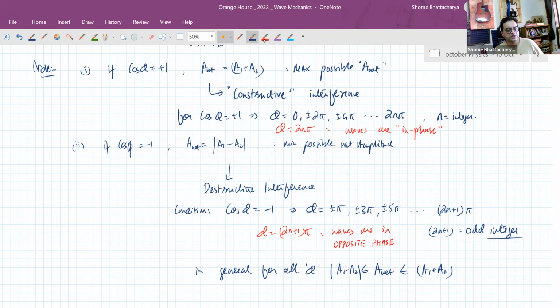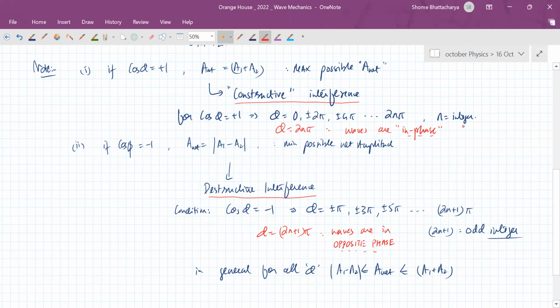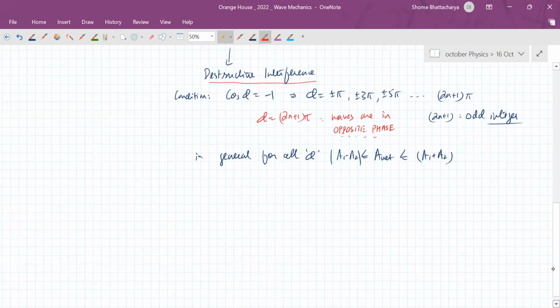So these are the two special cases of interference, constructive and destructive interference, along with their conditions. For destructive, the condition is that they should be in opposite phase. For constructive, the condition is that they should be in phase. This is something you should remember and understand well. Next, we'll move on to the next type of superposition of waves.